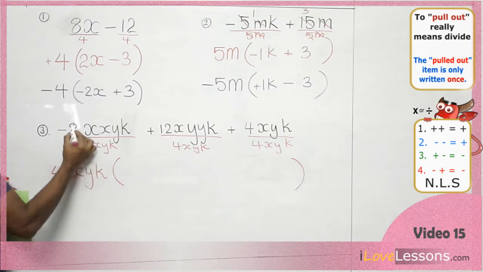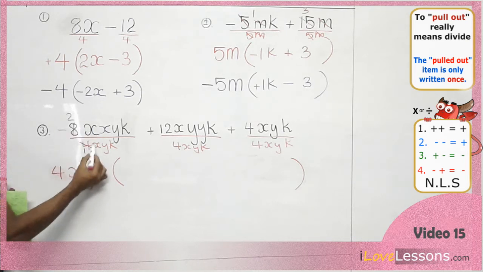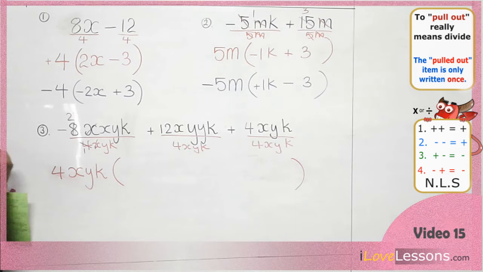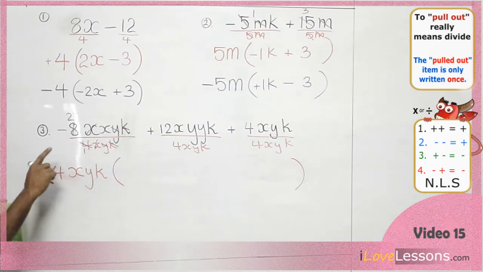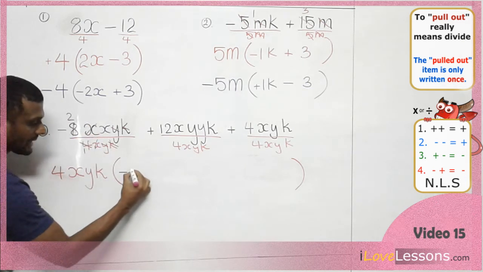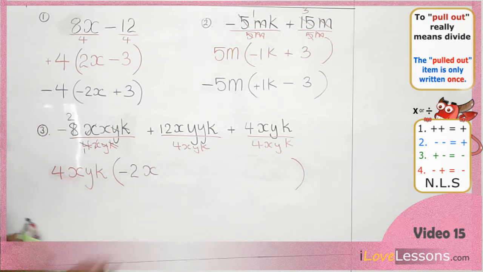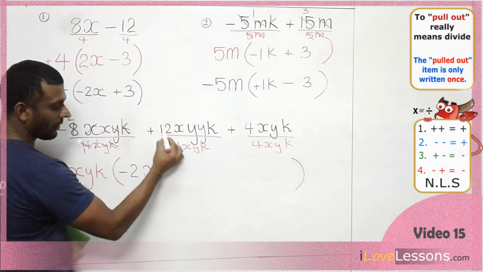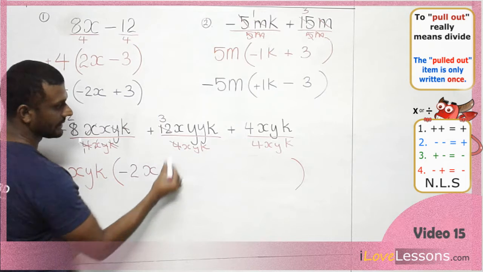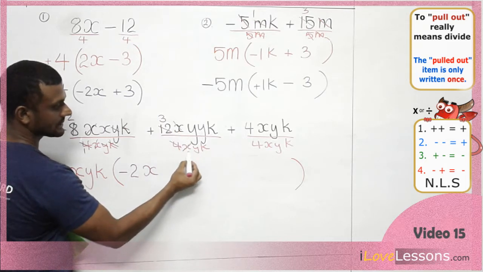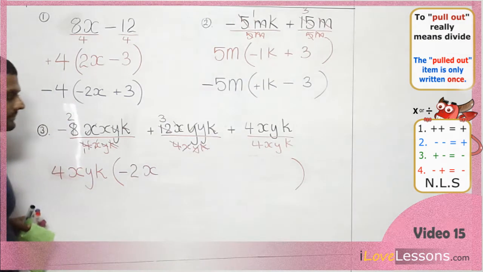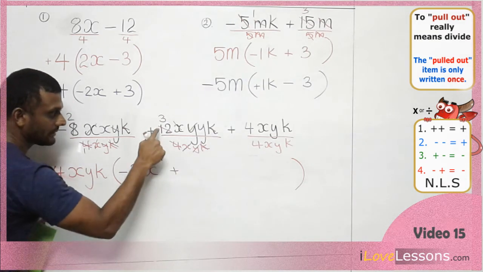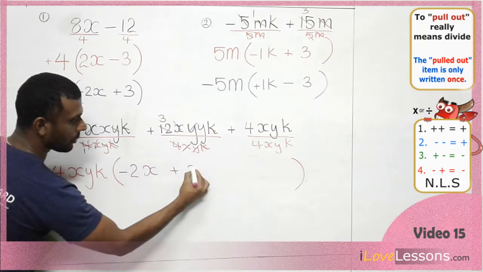4 into 4 is 1, 4 into 8 is 2. X will cancel out with one of the x's, the y with the y, k with the k. So I'm left with minus 2 on the x. This guy here, 4 into 12 is 3. X cancels out with the x, y cancels out with one of the y's, k cancels out with the k. Seems I'm left with the 3 and the y.